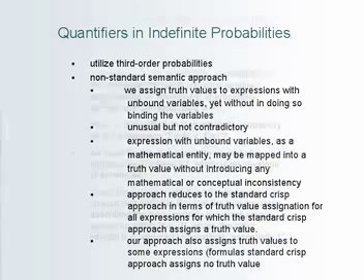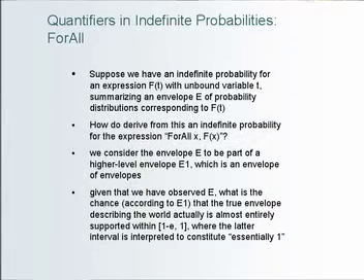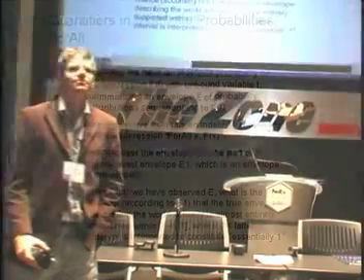So I would like to talk a little bit about how it actually works. So here's the case for the for all quantifier. Suppose we have an indefinite probability for a particular expression, f of t. It's got an unbound variable t. And what this does is it's trying to summarize the idea of an envelope of probability distributions corresponding to that expression. And from this, we want to derive an indefinite probability for the case for all x, f of x.